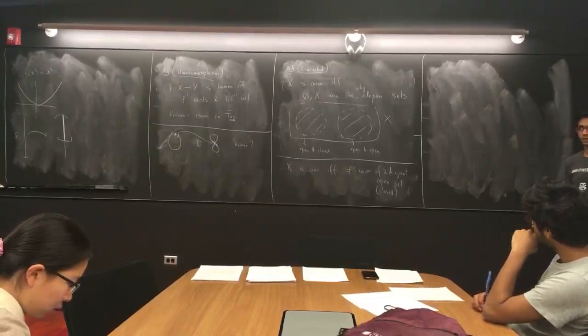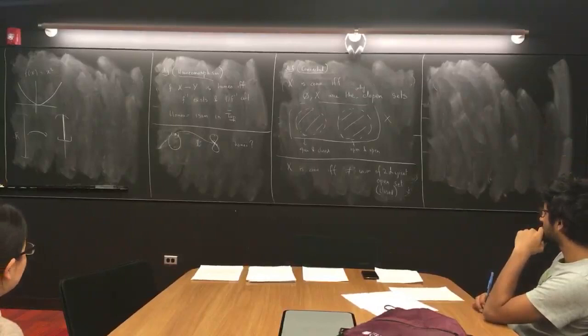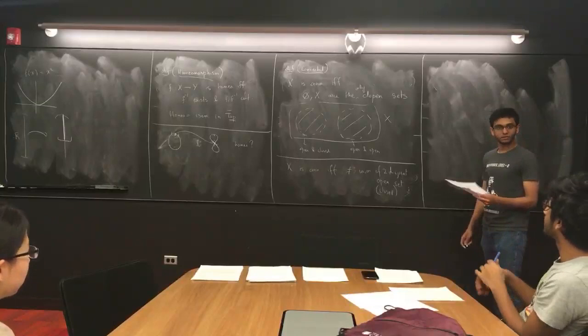So the figure 8 minus the center point is disconnected, right? Because the top loop and the bottom loop are disjoint open sets. But the circle minus that point is not. If you remove that point, you just get something that's equivalent to an open interval, a line with no endpoints. So if they're disconnected, how does that imply that there's no homeomorphism? That's the next proposition.